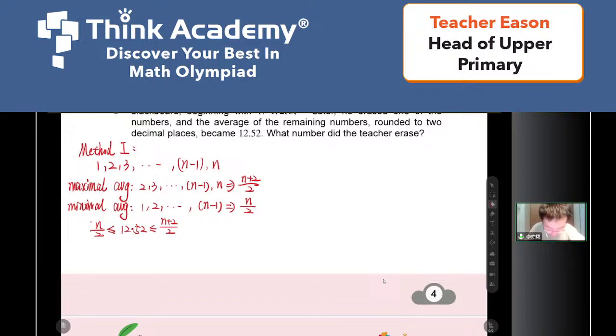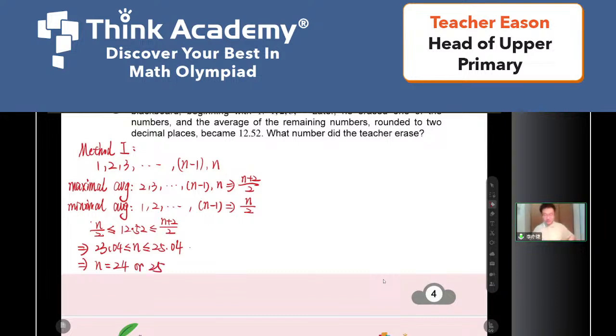So we times the 2 here, times the 2 here. So this is 25.04, right? And on the other side, 23 and 25 plus 0.04. So now we get the range of this n. And n is an integer, so n is either 24 or 25.